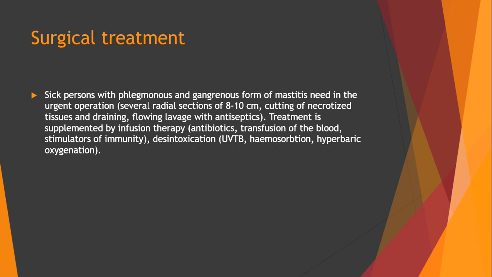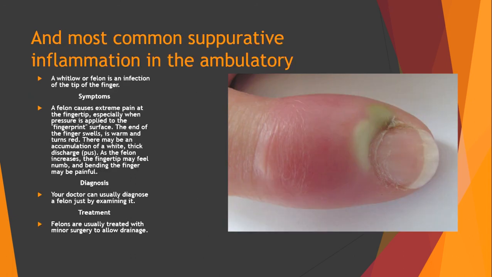Surgical treatment. Sick persons with phlegmonous and gangrenous forms of mastitis need urgent operation, several radial sections of 8 to 10 cm, excision of necrotized tissues and draining with flowing irrigation with antiseptics. Treatment is supplemented by infusion therapy, antibiotics, transfusion of the blood, stimulators of immunity, disintoxication.